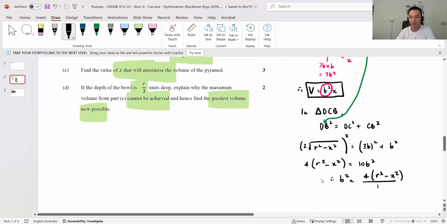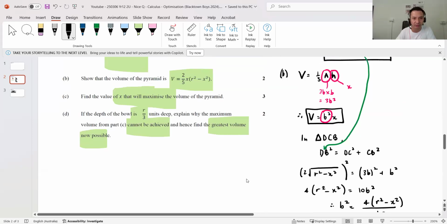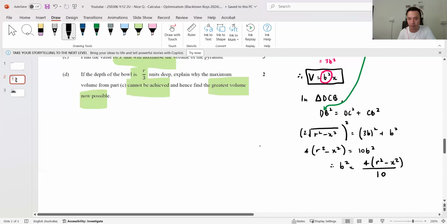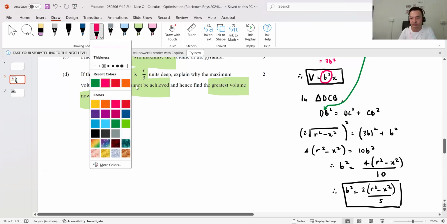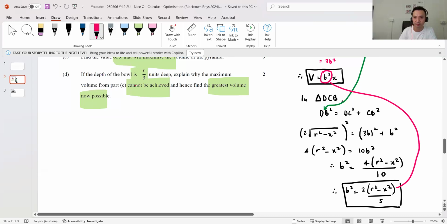Yeah, on 10, which makes it 2 and 5. I think that's what I want, right? Yeah, 2 and 5, perfect. Therefore, b squared is 2 r squared minus x squared on 5, which is great. So that's exactly what I need, right, to sub back into here, right?